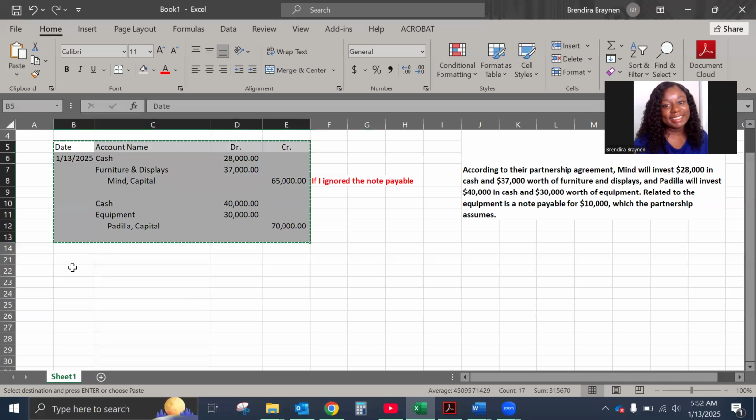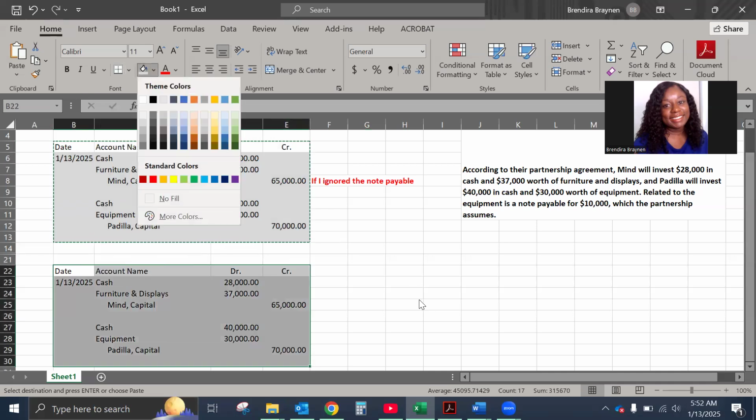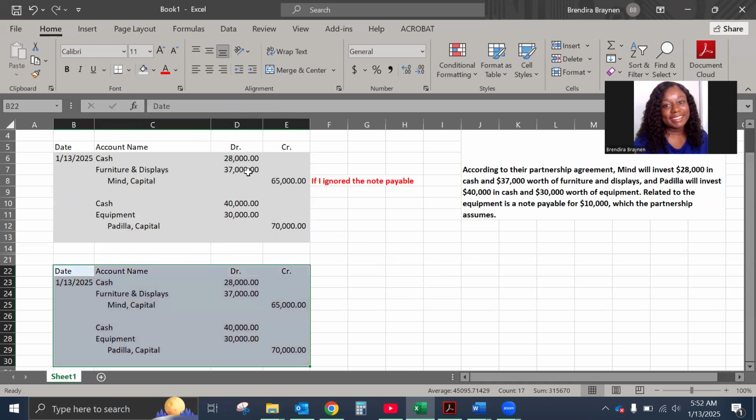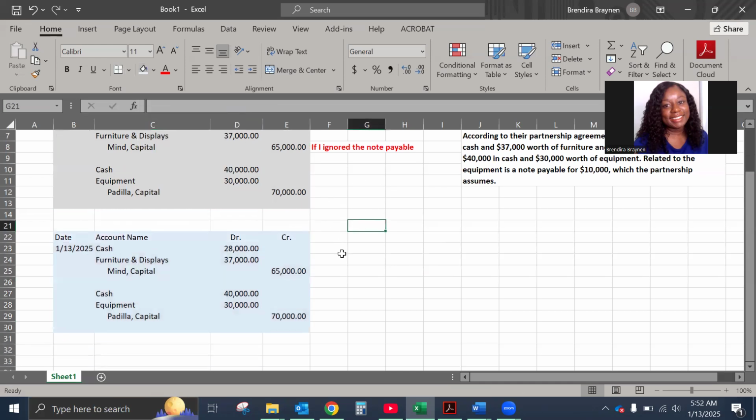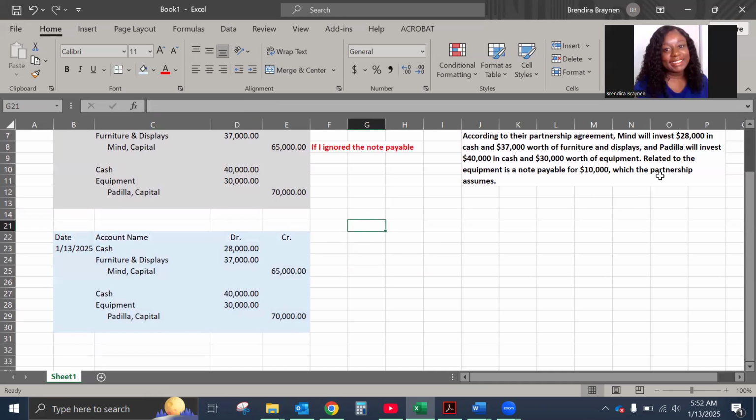And so now let's make an adjustment to the entry, because I'm not going to ignore the note payable anymore. I'm going to record it just as it says. Based on what it says related to the equipment, there is a note payable for $10,000, which the partnership assumes. So that means the partnership, yes, took on the value of the equipment, but they also acknowledged that there's a note payable that goes along with it. Based on the partner who brought it in, that should affect their capital only. It shouldn't affect the other partner's capital.